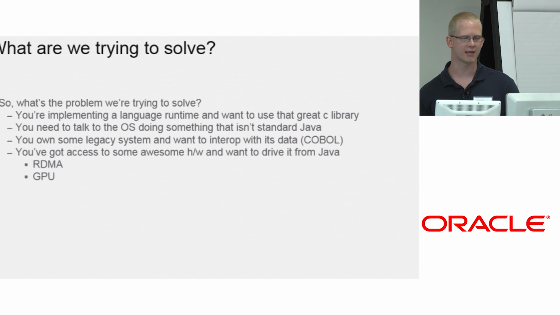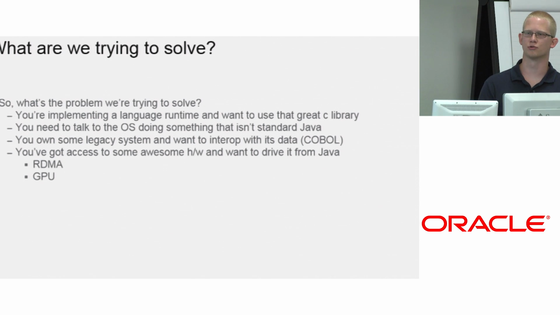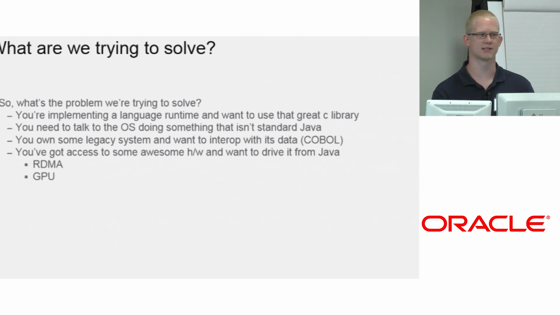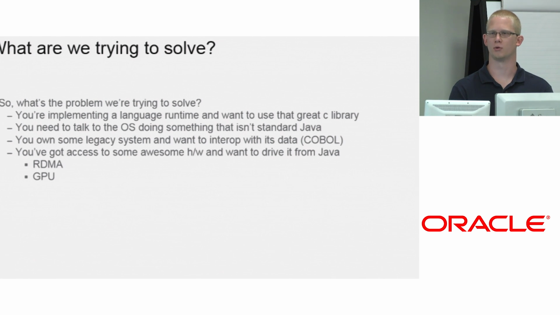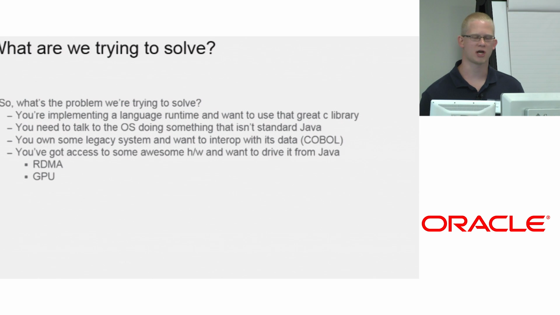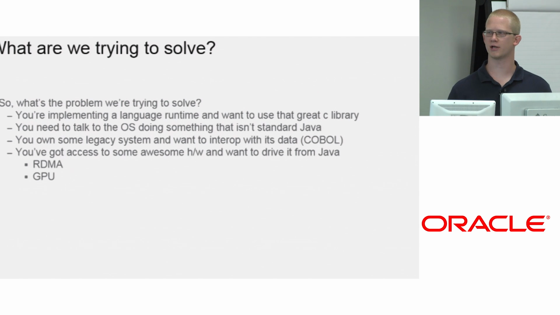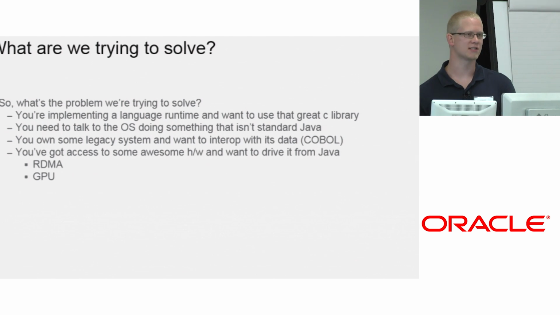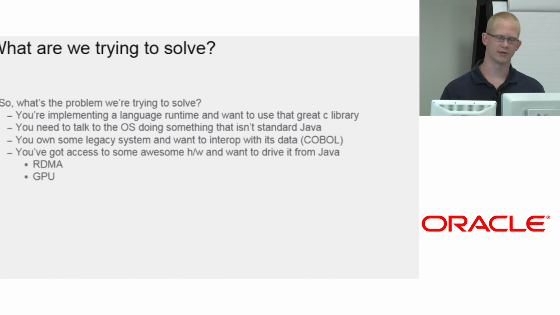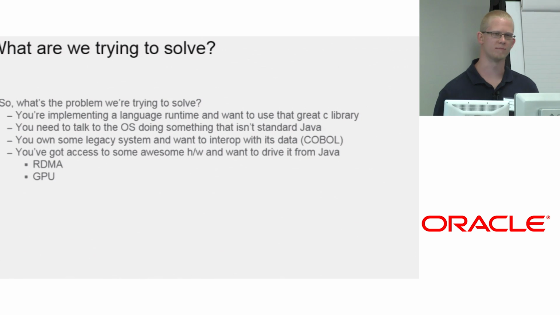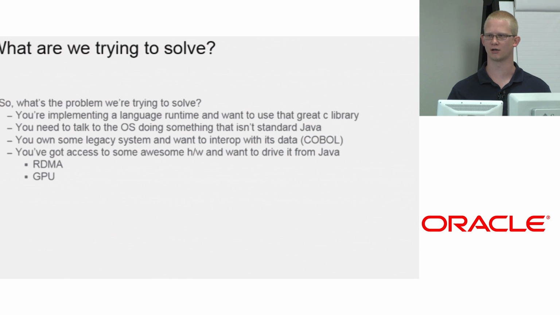All right, let's step back again. We've got your language runtime, and you want to access that great C library, and you don't want to write JNI. You want to do something from your OS that isn't standard Java. NIO2 is great, but it doesn't cover everything. You've got some legacy system, and you want to interoperate with its data. I list COBOL here. We've got a lot of mainframe customers who are still running a lot of COBOL.